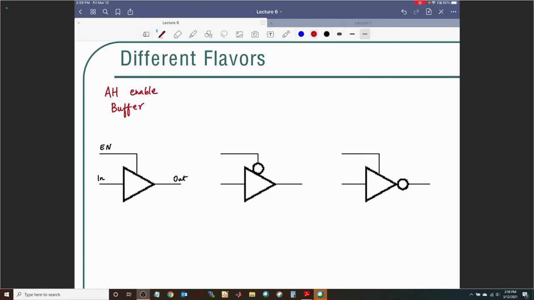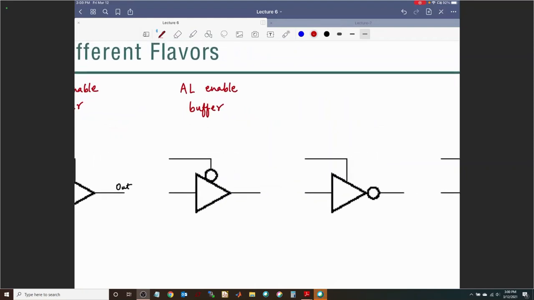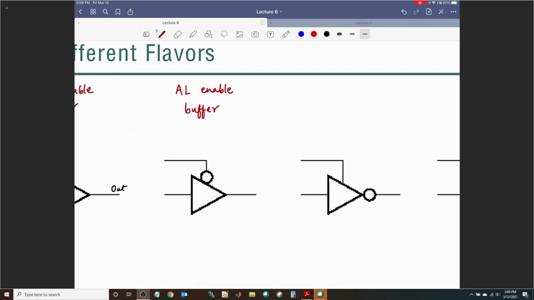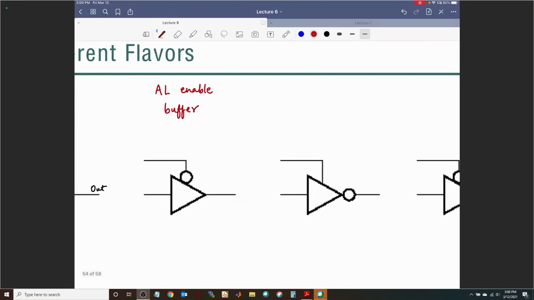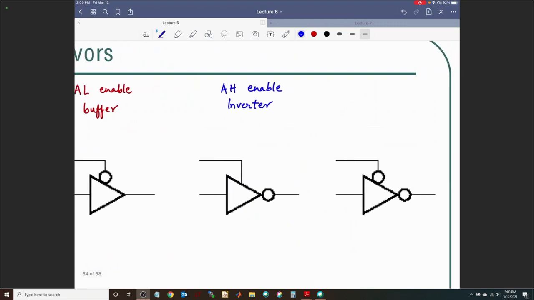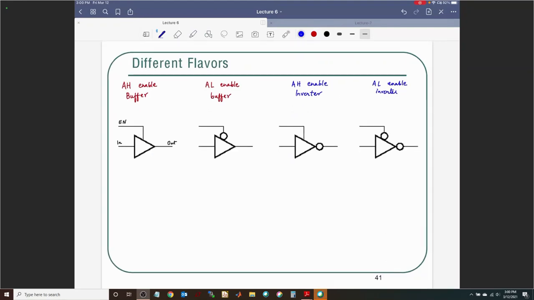What would be the next one? So these are called tri-state inverter or buffer. Yes, that's right. So you've got active low enable, but it's a buffer as far as input and output are concerned. The next one is what? It's an active high enable, but it's an inverter, not gate. So if A goes in, A complement comes out. And the last one is active low enable, and it's an inverter. So essentially four situations in which enable can either be active high or active low, and it can either function as a buffer or an inverter.